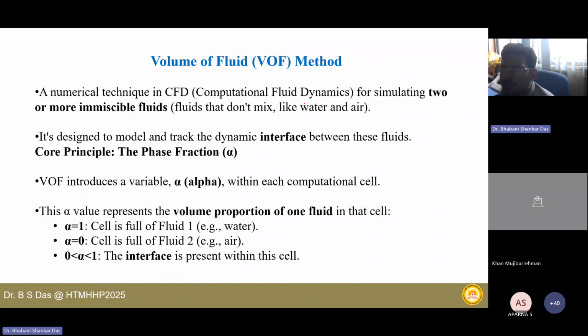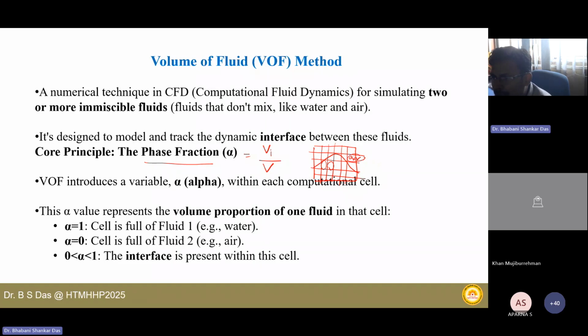In volume of fluid, there are two or more immiscible fluids, immiscible meaning they don't mix, like water and air. The core principle is the phase fraction, alpha. This is nothing but the volume inside a cell upon the total volume. If we discretize the domain into several cells, you can see these are some cells I am drawing here. This is one cell, this is one cell. If the water surface is like this, you can see this region is filled with air.